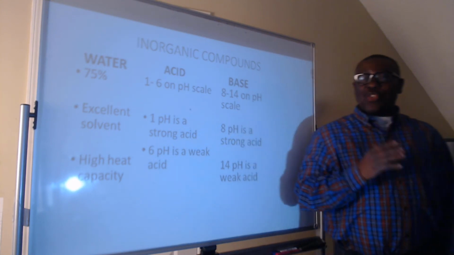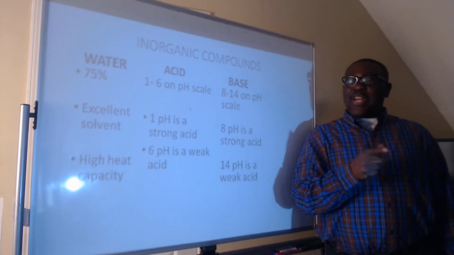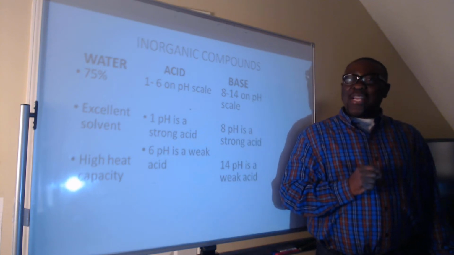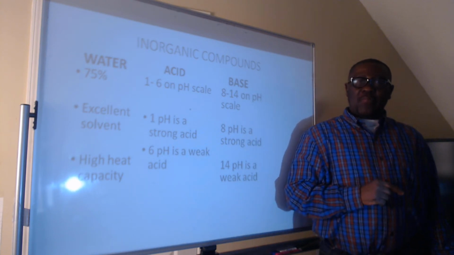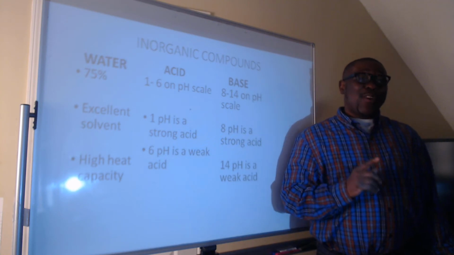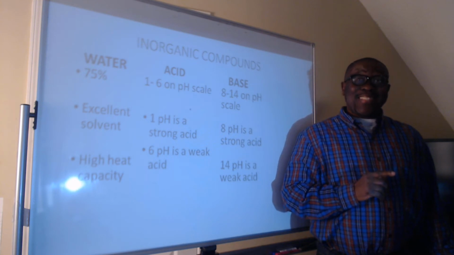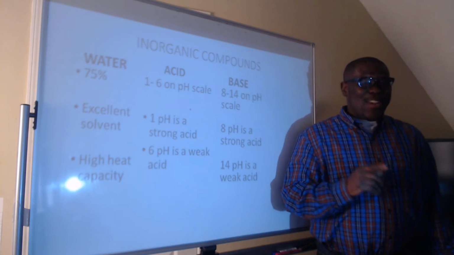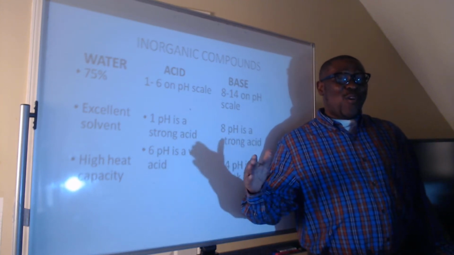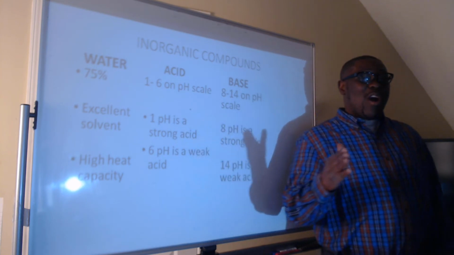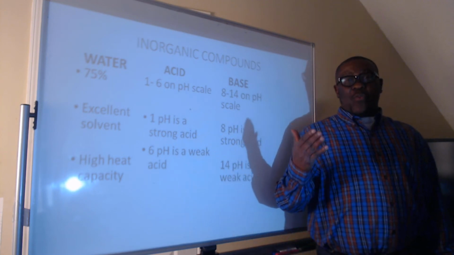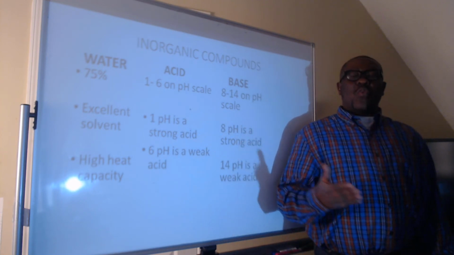Now, let's go to the acid part. I said earlier that 1 is an acid and 6 is an acid. Guess what? 1 is the bully. 6 is the one that's kind of weak. You know why 1 is the bully? Because it's the strongest acid. And do you know why it's the strongest acid? Listen carefully. The reason why 1 is the strongest acid is because it's far away from 7. So the farther away you are from 7, the stronger you are. So number 1 is a bully and number 6 is weak. Why? Because it's closer to water.